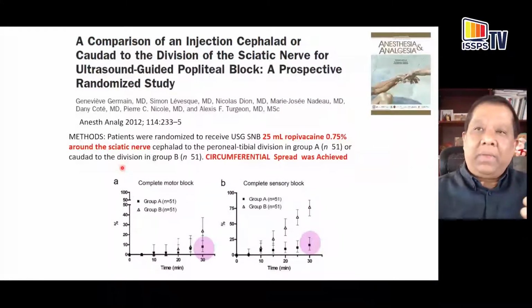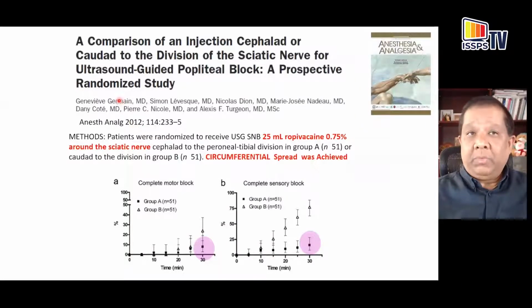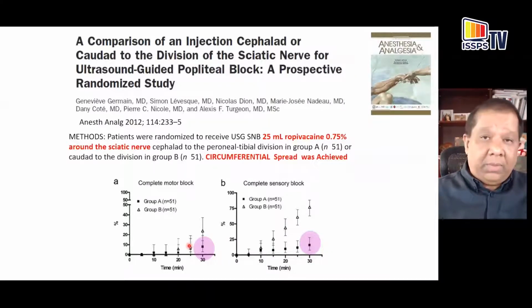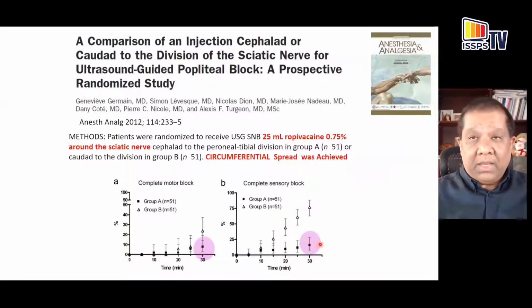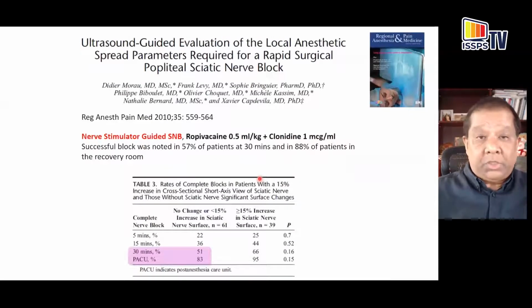Now, how does this compare with data that has already been published? This is data published with ultrasound-guided popliteal sciatic block in 2012 by German, and the group used 25 mils of 0.75% ropivacaine. In fact, a lot more than what we have used. But look at their incidence of complete sensory block and complete motor block on your left. You see that it's only about 10 to 15% of these patients actually develop complete sensory motor blockade, despite circumferential spread being achieved.